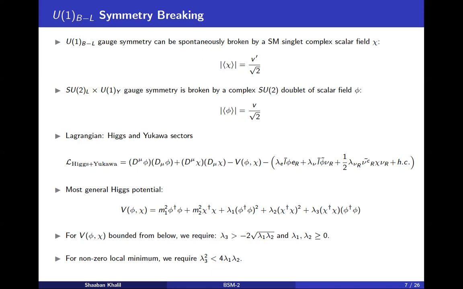So we add 3 types of particles: right-handed neutrinos, scalars, and gauge boson. And now we have the potential with an extra term. They are not just 2 separate fields, they are talking to each other via lambda 3. And now we will have some conditions.